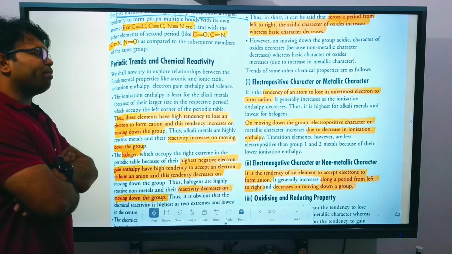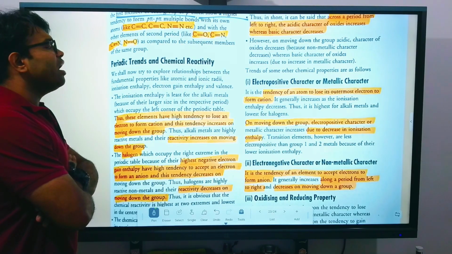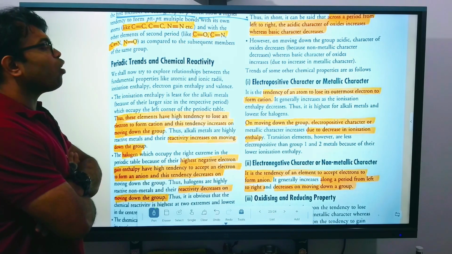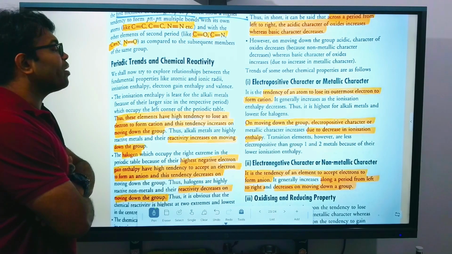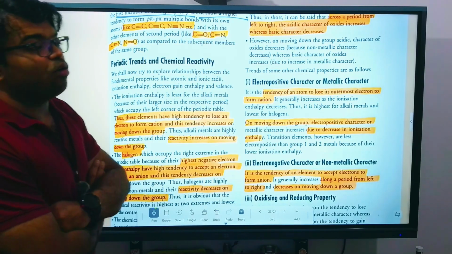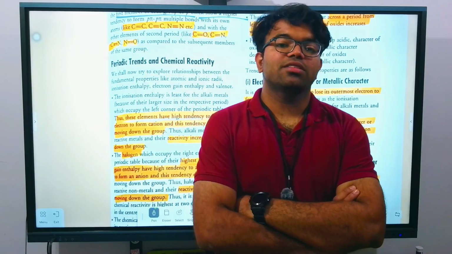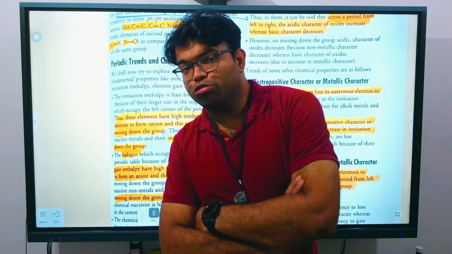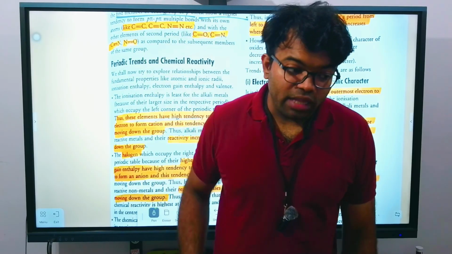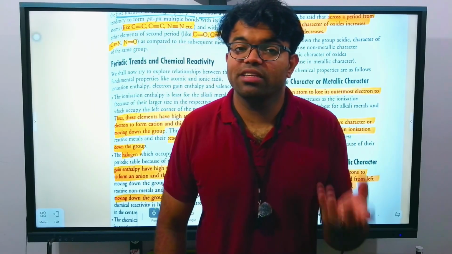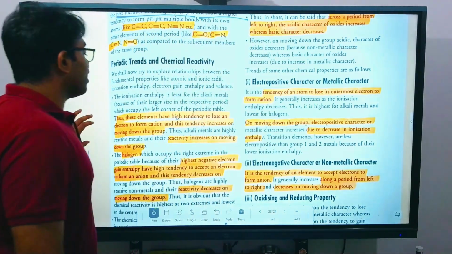The ionization enthalpy is the least for alkali metals because of their large size in the respective periods, which occupies the left corner of the periodic table. Thus, these elements have a high tendency to lose an electron to form a cation, and this tendency increases as we go down the group. Why? Because the electrons that are getting added are being added into a new shell. The new shells are further apart, therefore the hold that they have with the nucleus of their own atom starts to decrease. That is why the ionization enthalpy decreases as we go down the group.